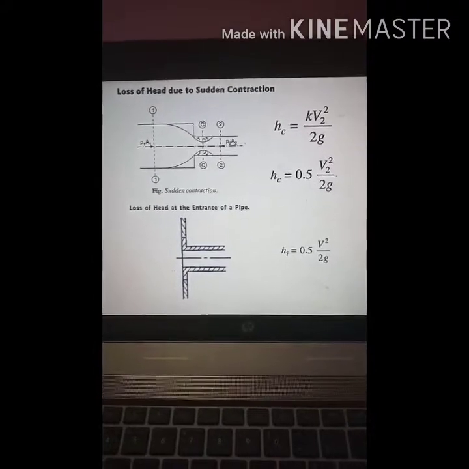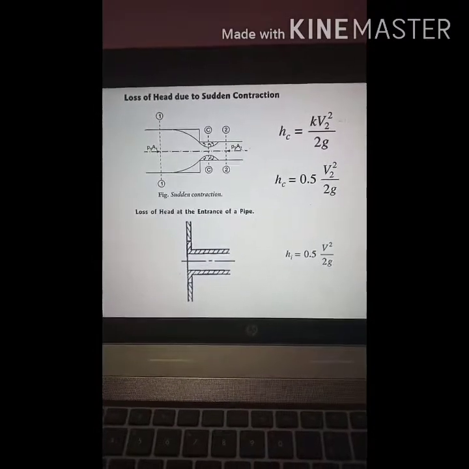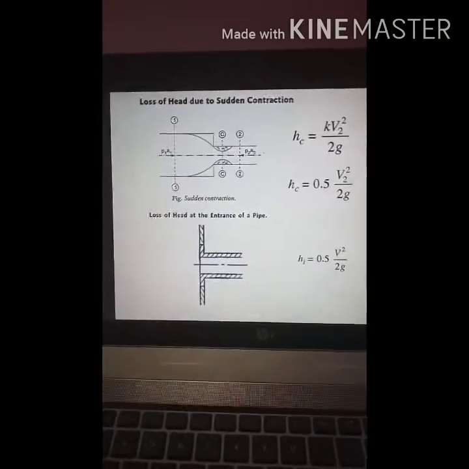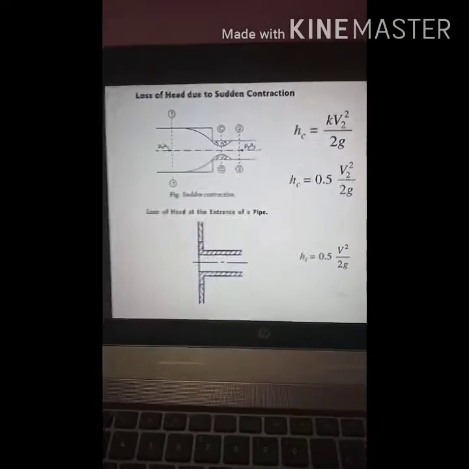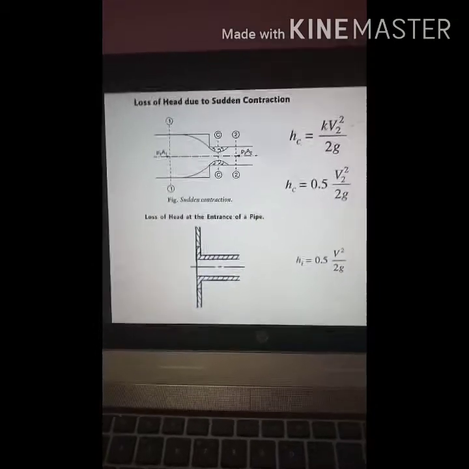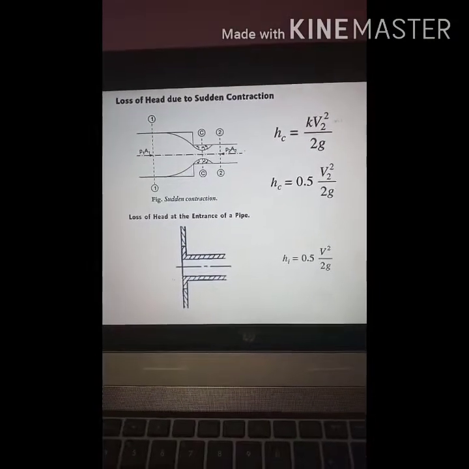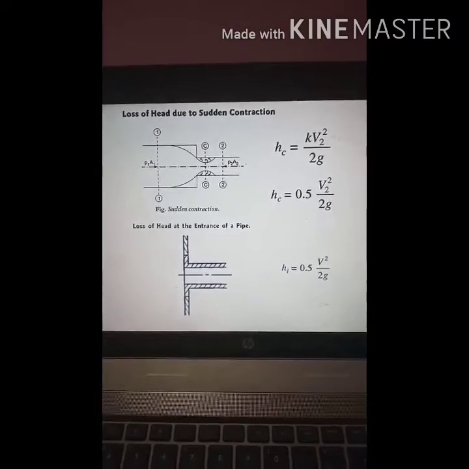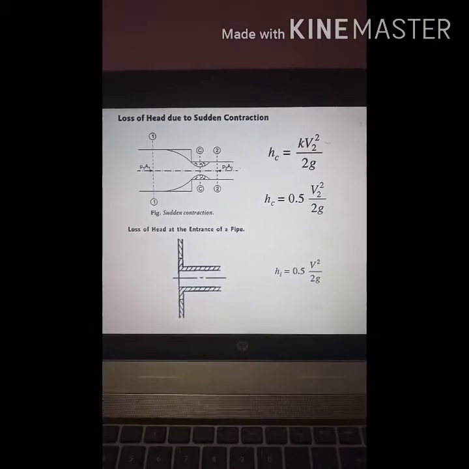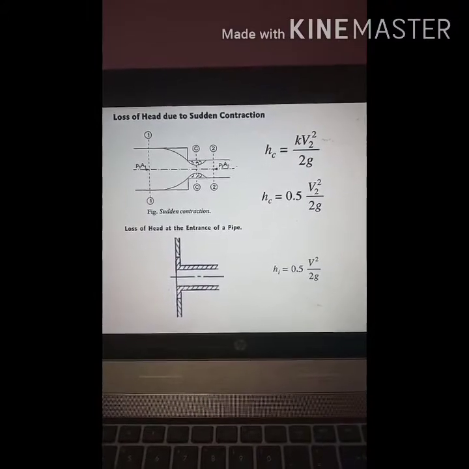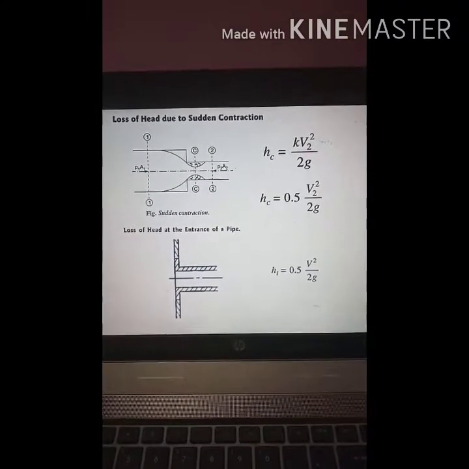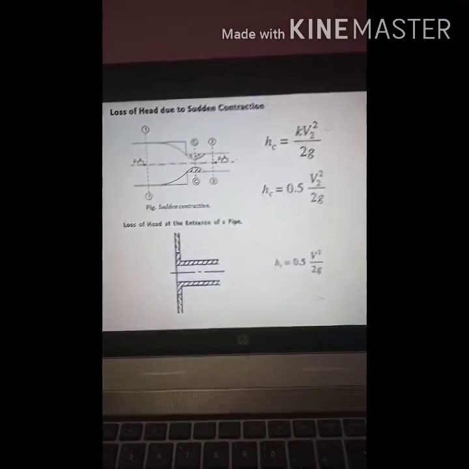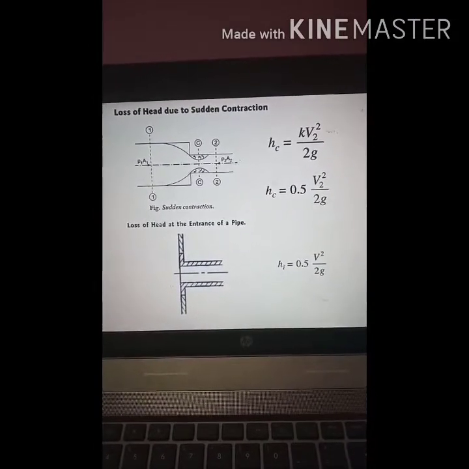That is called the entrance loss because it is a contraction from the tank to the pipe, not from the pipe to the pipe. That's why it is called the entrance of the pipe loss, but it is calculated by the same formula which we use for sudden contraction. It is given by hi = 0.5 V square by 2g, because in the tank there is no velocity of the fluid, only the velocity is in the pipe. So you have to consider the velocity of fluid in the pipe, which is given by hi = 0.5 V square by 2g.